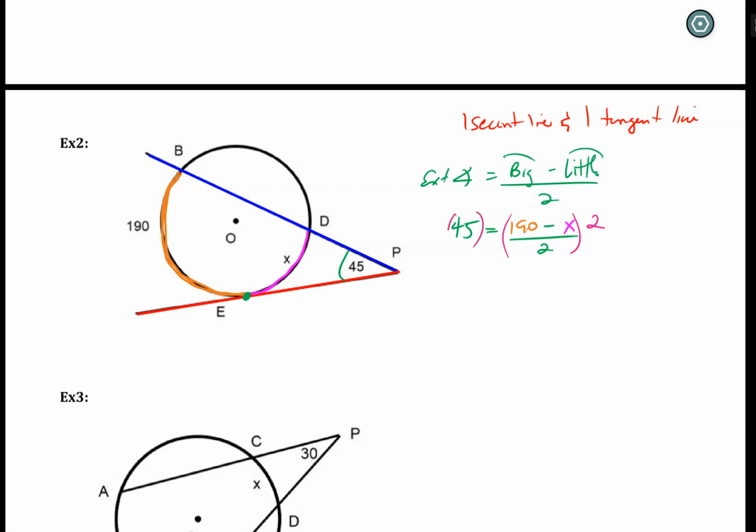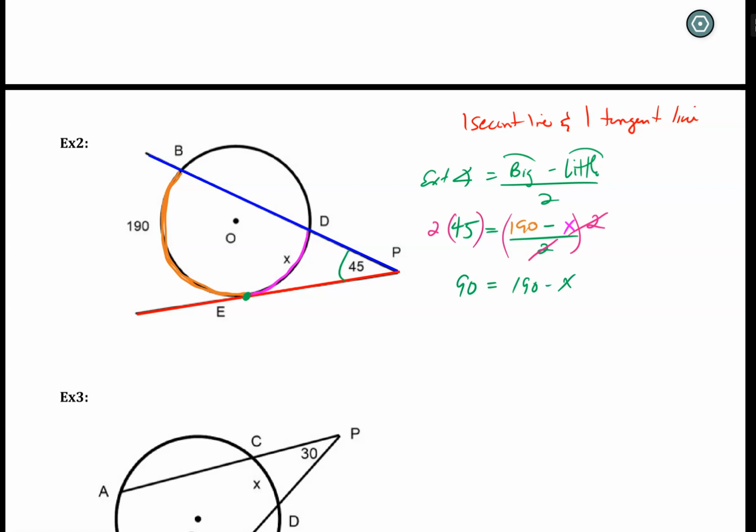And whatever I do to one side, I have to do it to the other. That will eliminate the denominator of 2, or aka dividing by 2, by doing its opposite. So now I have here 90 on the left side, and I'm left with 190 minus X on the right side. And now all I got to do is solve for X.